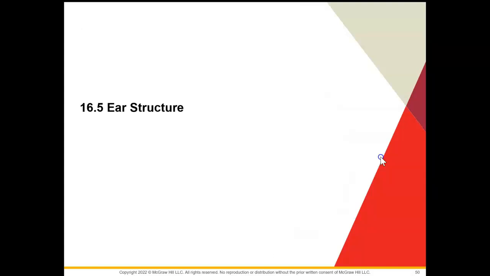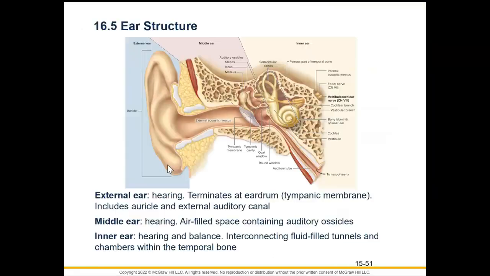Welcome to our video on Chapter 16, Section 16.5, where we're going to talk about the ear. Our ear is made up of three different portions. We have the external ear that's responsible for hearing and will terminate at the eardrum or the tympanic membrane, and will include structures such as the auricle and the external acoustic meatus, the canal here.